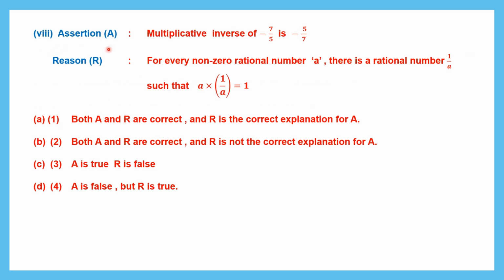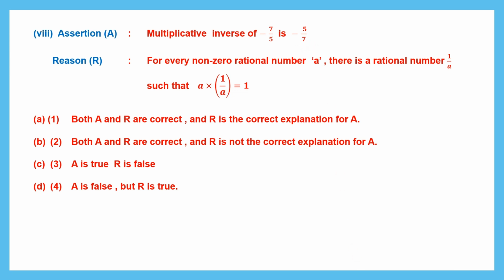Question 8. Assertion A. What does it state? It states that the multiplicative inverse of negative 7 by 5 is negative 5 by 7. What is the multiplicative inverse of any rational number? The reciprocal of that number. Okay, so negative 7 by 5, the reciprocal of that is negative 5 by 7. That means this statement is true.